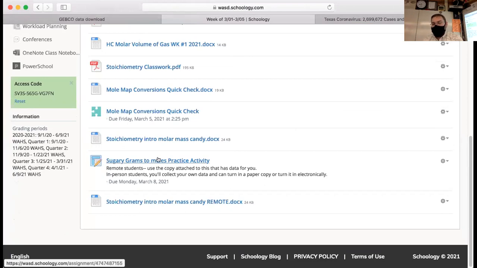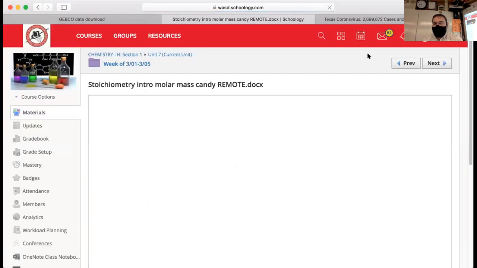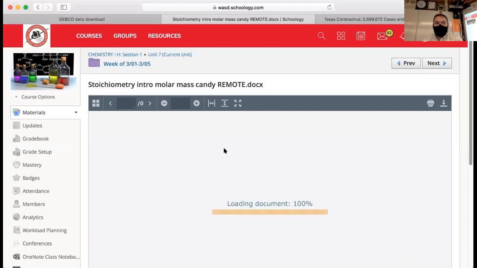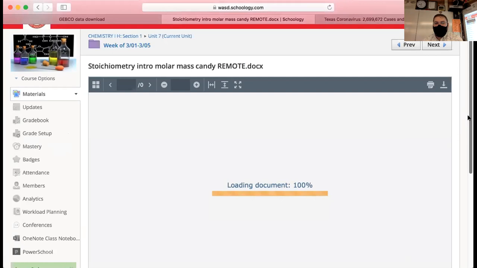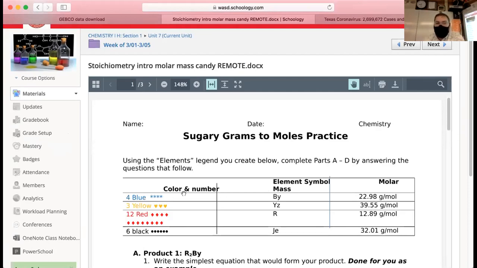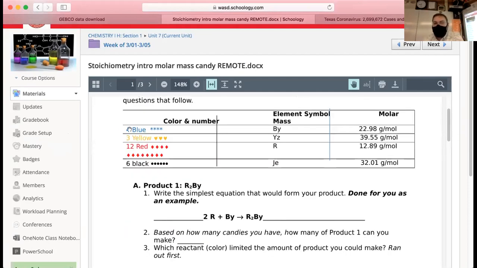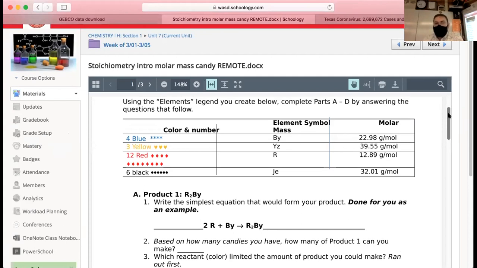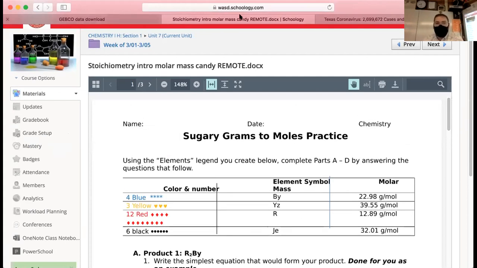But if you were remote or absent, you don't have access to the actual candies. So if you click on the Sugary Stoichiometry Intro to Mole Candy Remote, that has some data that's pre-filled for you to be able to complete the work. So up here, it just has numbers like 4 blue or 3 yellow or 12 red or 6 black, as an example, of what would be in a bag.